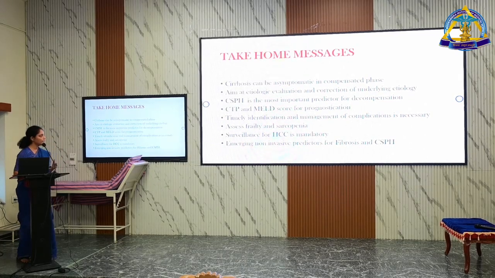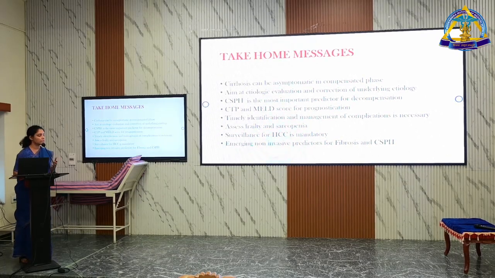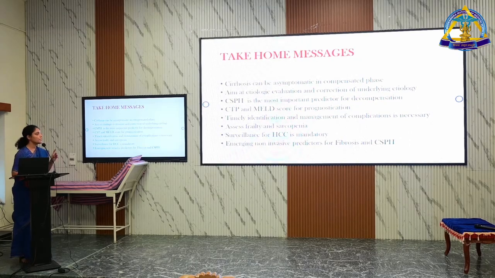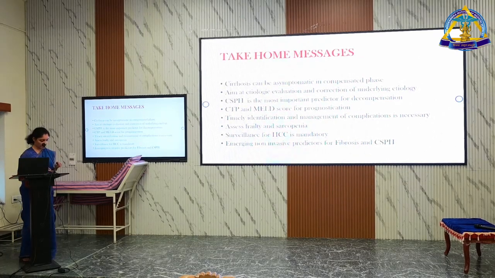Then always keep in mind to assess frailty and sarcopenia, because it has so much implication in health-related quality of life, decompensation, even in the post-transplant scenario. Surveillance for HCC is mandatory in every cirrhotic patient, and there are emerging non-invasive predictors for fibrosis and clinically significant portal hypertension, such as FibroScan or the many other blood-based scores.